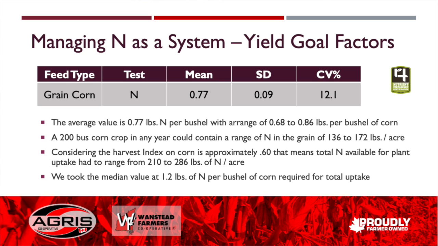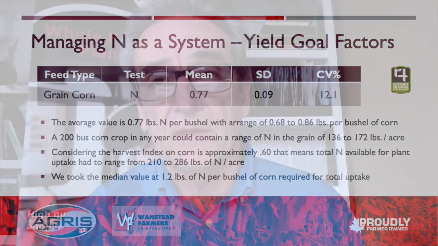So the question now becomes how much of that N comes from commercial nitrogen and how much comes from soil organic matter or other sources. So that's where we took the median value of 1.2 to do our calculation.